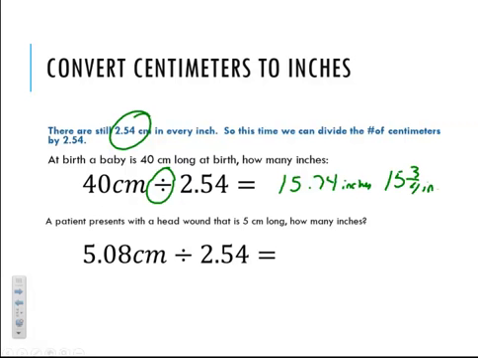Second problem is we have a patient with a head wound that's 5 centimeters long. And how many inches? So it's actually 5.08 centimeters long that we're going to divide by the 2.54, and the answer to that is 2 inches. This is the same patient and the same head wound as from the other page.